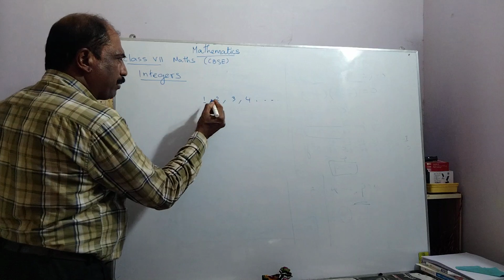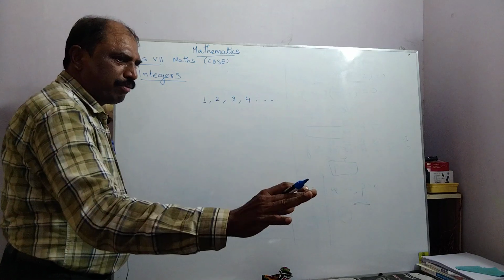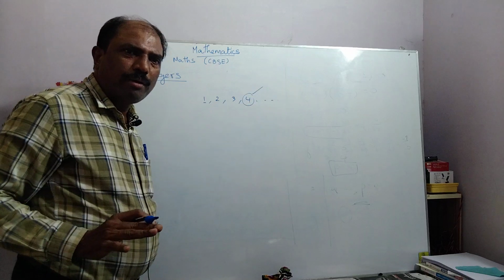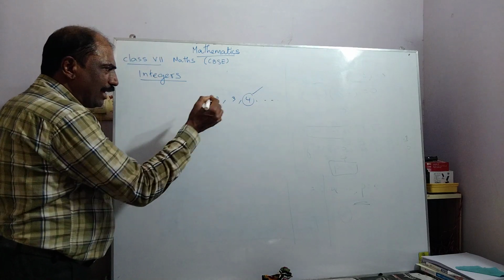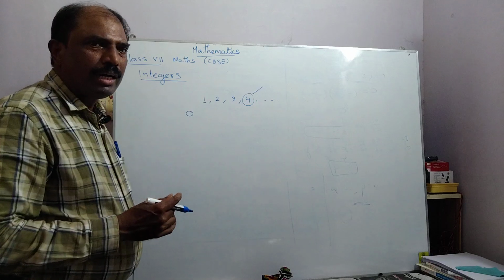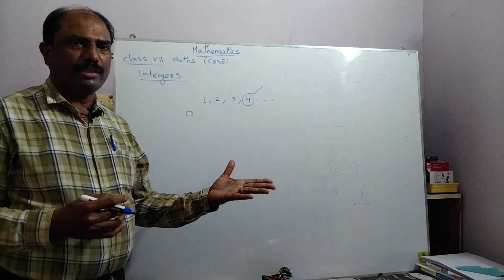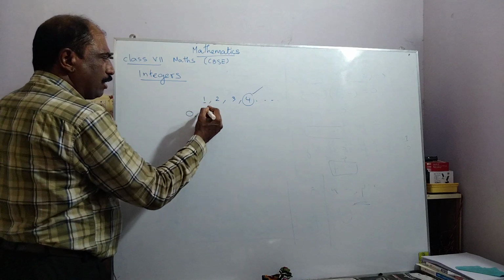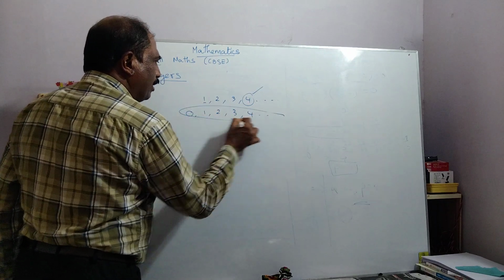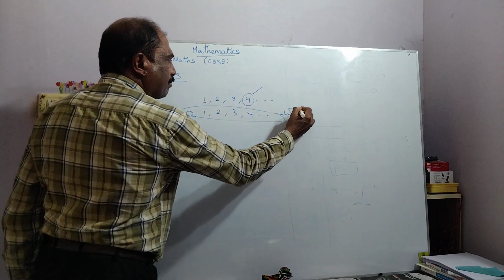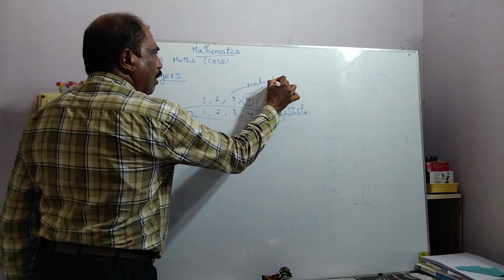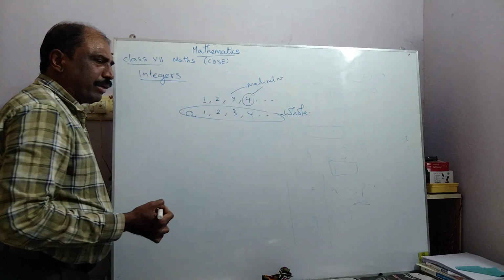One object will be represented with this symbol. Suppose there are 4 objects, we will use this symbol to show. Then when there is no object, we use another one, say 0. 0 is the symbol used for representing no objects. Together with this we had another set of numbers, which they call whole numbers. And the counting numbers are the natural numbers.